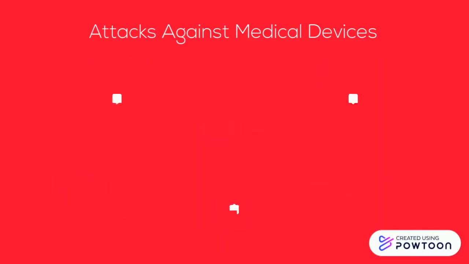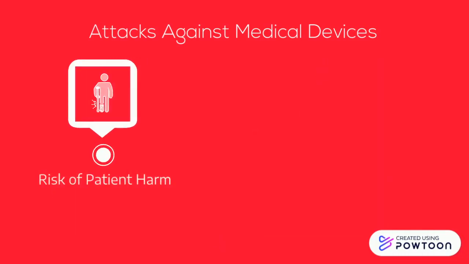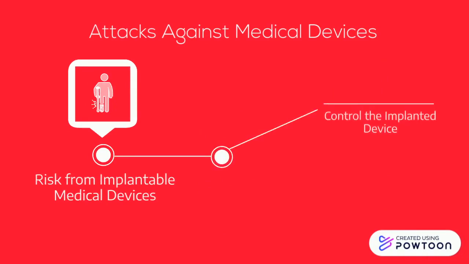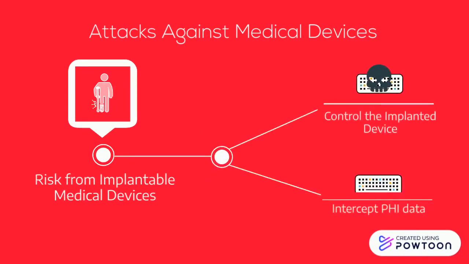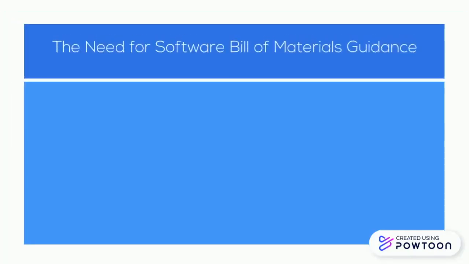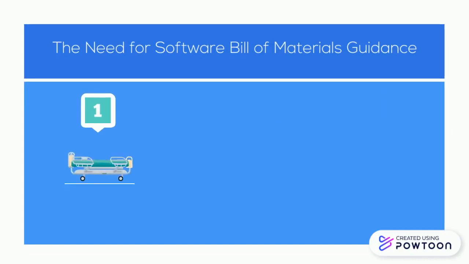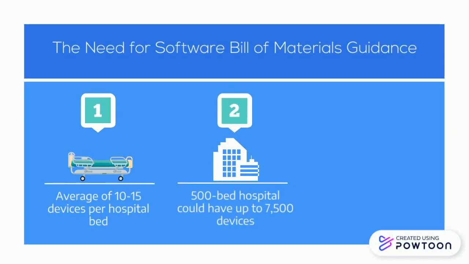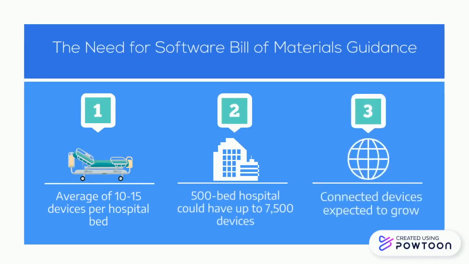The risk of patient harm is particularly worrisome in cases of implantable medical devices. Vulnerabilities could be used to control the implanted devices or intercept data, such as protected health information. The healthcare industry has been one of the most targeted industries in the US for years, and this trend is likely to continue. The average number of medical devices per hospital bed is 10 to 15 devices. Thus, a 500-bed hospital could have up to 7,500 devices, and most will be connected to the facility's network. This number is likely to grow as technology improves.